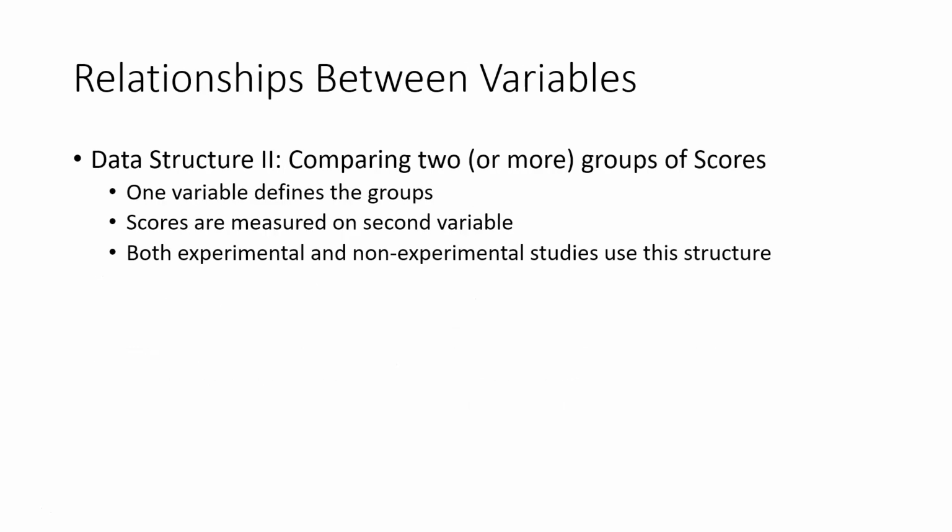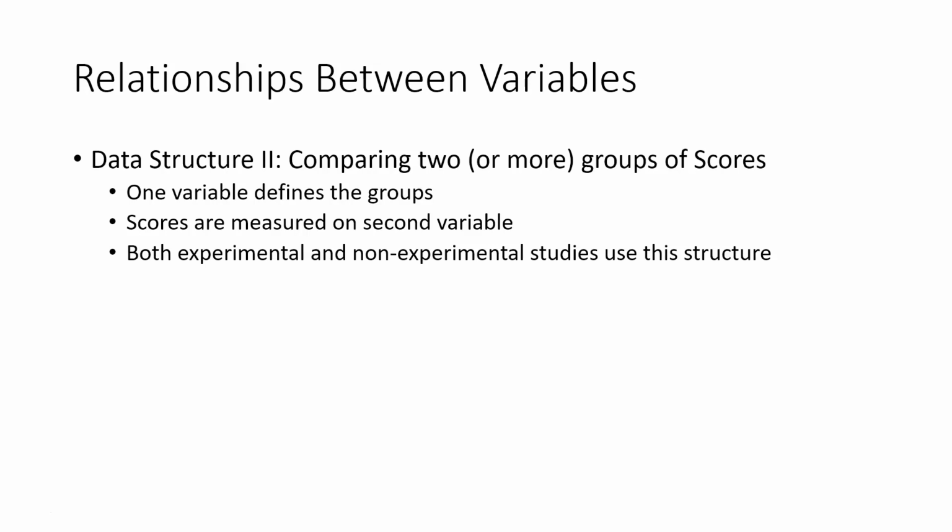The next data structure that I wanted to talk about is comparing two or more groups of scores. In this kind of research, one variable defines the groups. Scores are then measured on a second variable. Some of this kind of research is experimental, but some of it can be non-experimental, so just knowing that a study has employed this second data structure doesn't mean that we can infer causation. But some studies that employ this method can be used to infer causation.